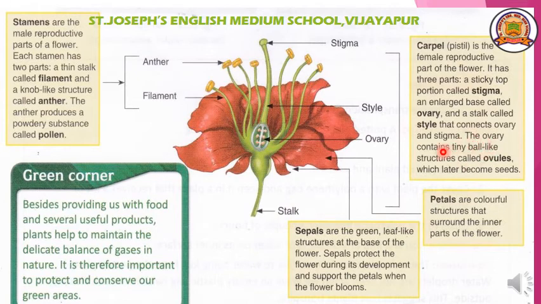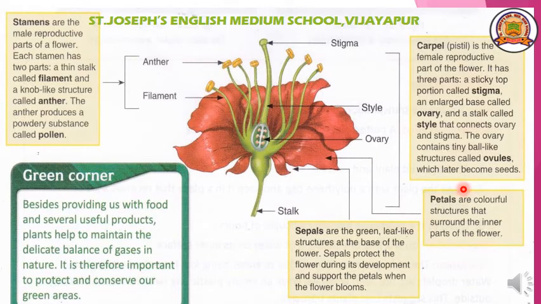The ovary contains tiny ball-like structures called ovules. You can see here, this is the ovary, which is oval in shape, and it contains small ball-like structures called ovules, which later become seeds. After fertilization, the ovules become seeds and the ovary becomes a fruit, and the remaining parts will dry and fall off.